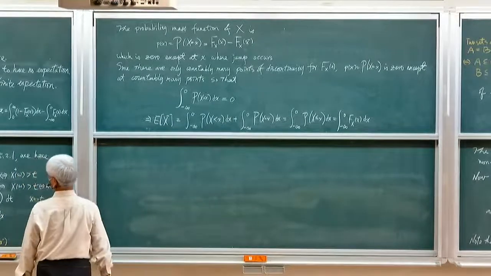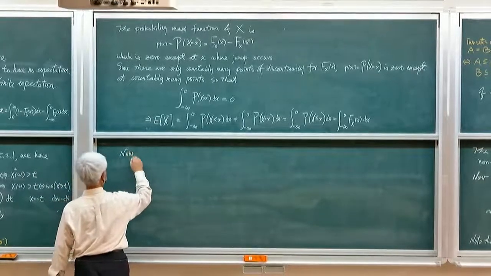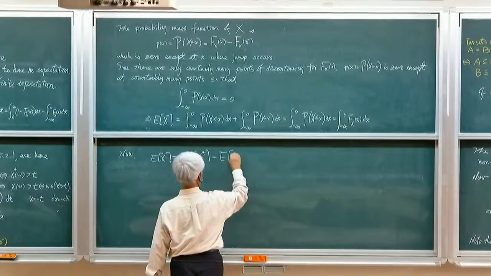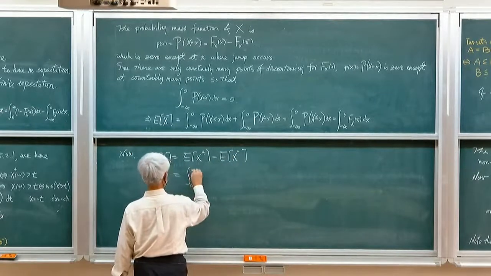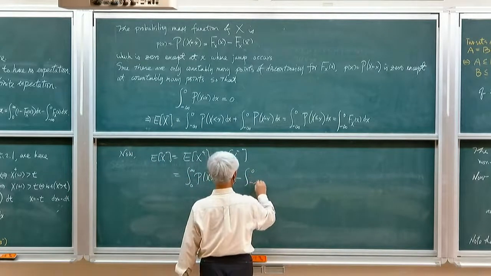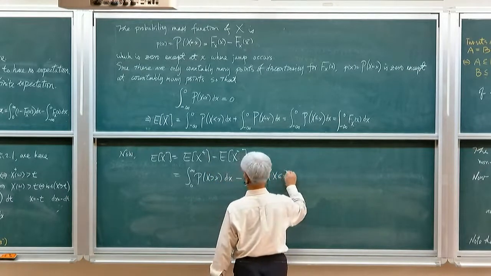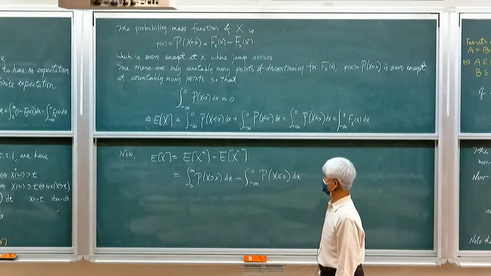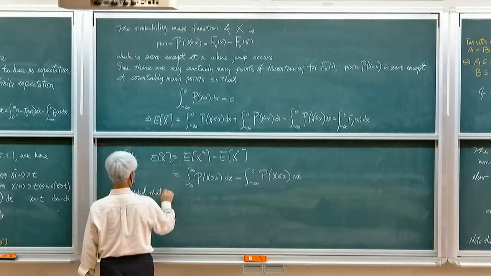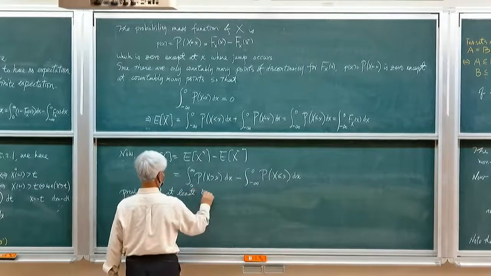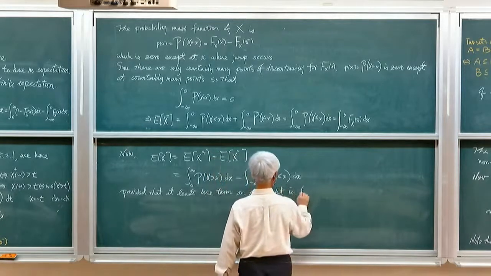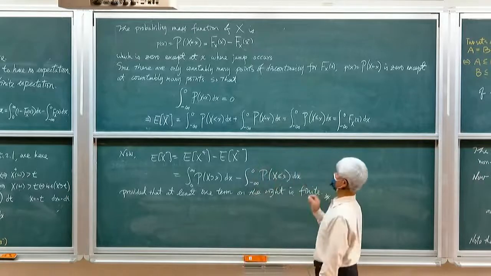All right. So now the expectation of X is equal to the expectation of X plus minus the expectation of X minus, and so this becomes the difference of the two integrals, provided that at least one term on the right is finite. Okay, so we complete the proof.